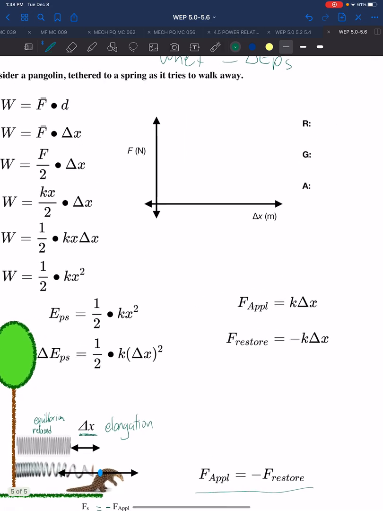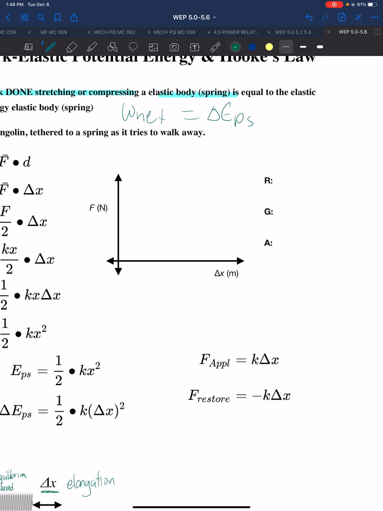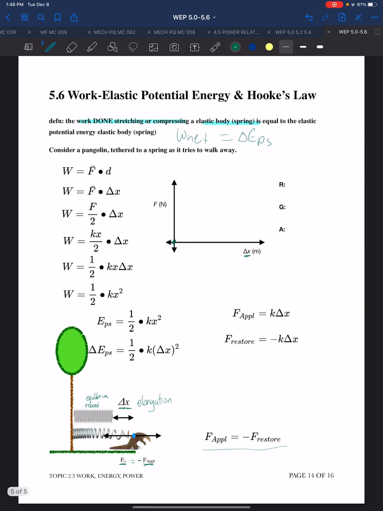So let's go up here and look at this graph, and let's graph what happened with the pangolin. Well, when there was no elongation, the force applied was 0. So what we have in that situation is that in the beginning, we have an F0 and an X0. F0 equals 0, the initial force is 0, and the initial elongation is 0. And the initial position is 0.